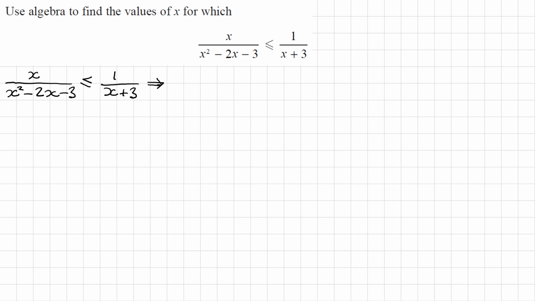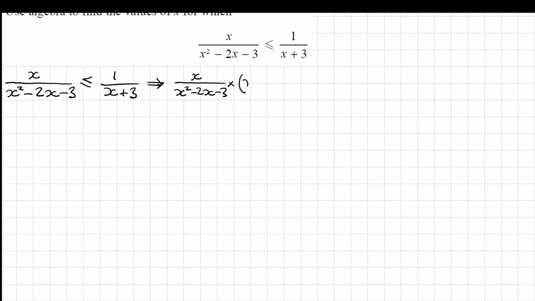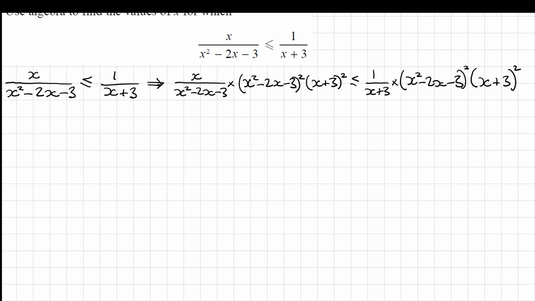Right, so let's start with the left hand side. x squared minus 2x minus 3, and times it by both denominators squared. So x squared minus 2x minus 3 squared, and then the other denominator squared, x plus 3 all squared. Less than or equal to 1 over x plus 3 times by both denominators squared. Now the point of doing this is to ensure that we're multiplying both sides by positive numbers, and that ensures that we don't need to worry about flipping the sign.